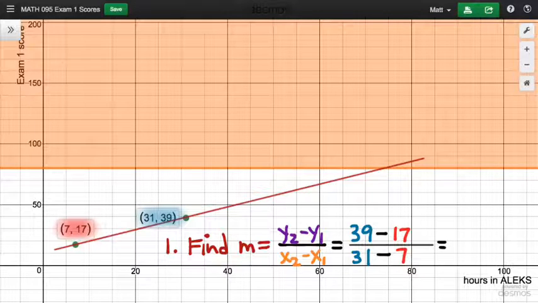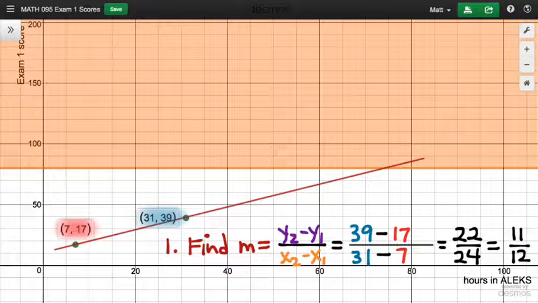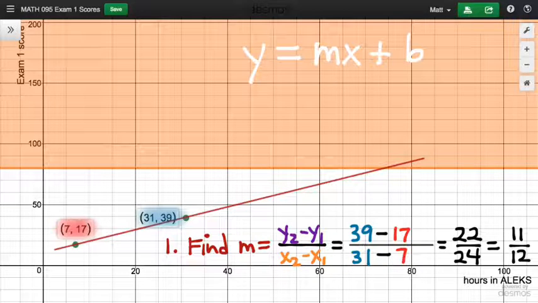39 minus 17 is, I believe, 22. 31 minus 7 is 24. So 22 divided by 24, I could reduce that fraction into 11/12. So now, if I refer to the template that I'm using to write a linear equation, my template is y equals mx plus b. We now know at this point that we can replace m with the slope 11/12. So we'll do that. Right? And now we're part of the way there.